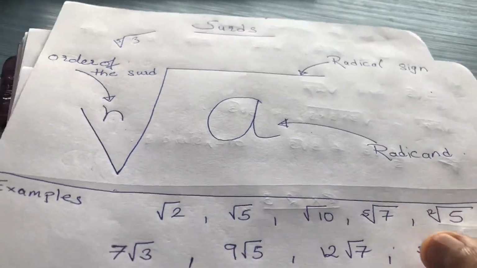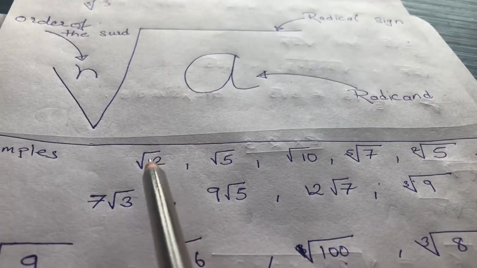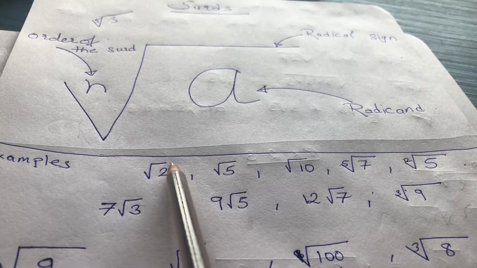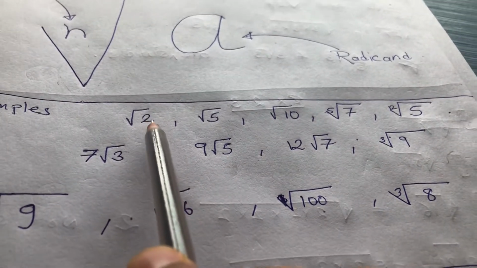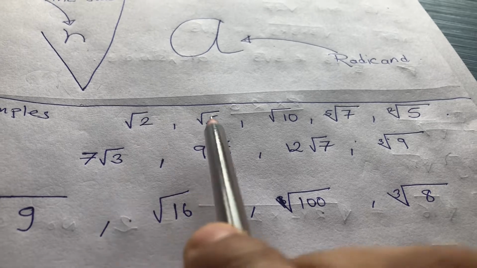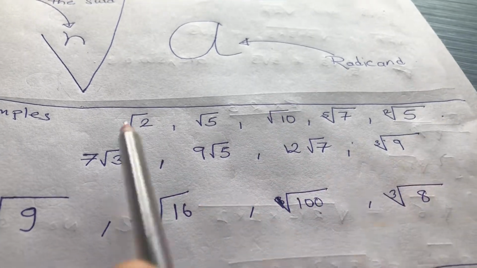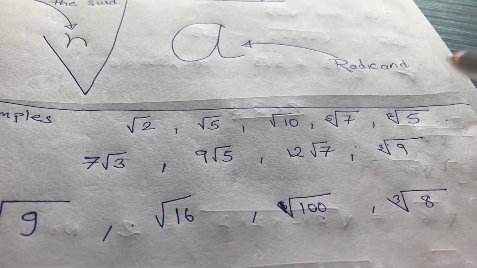So we'll look at some examples of surds. What we saw is, wherever there is this radical sign, it is a surd. So these are our surds. Root 2, root 5, root 10, all these are surds.